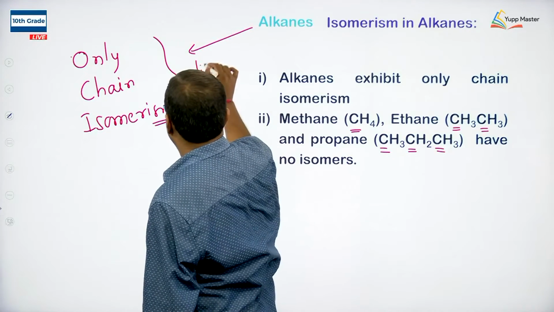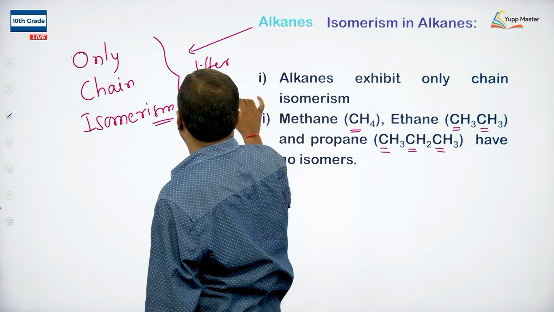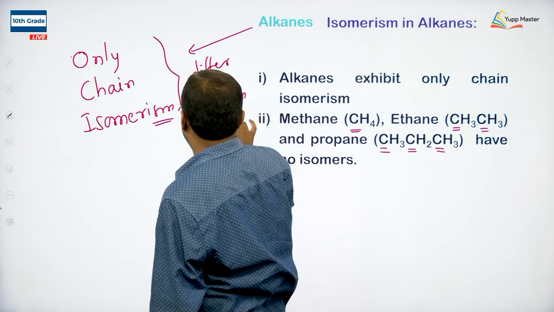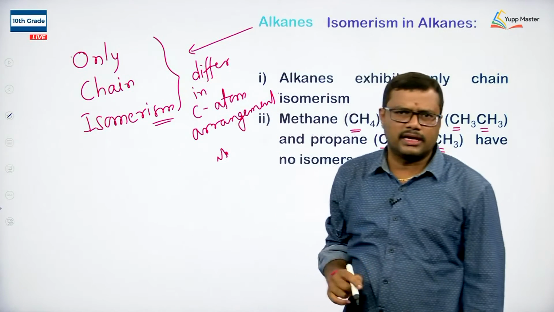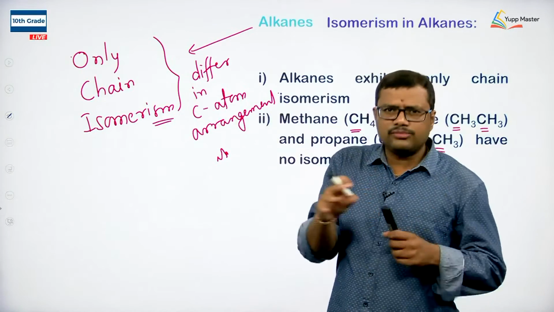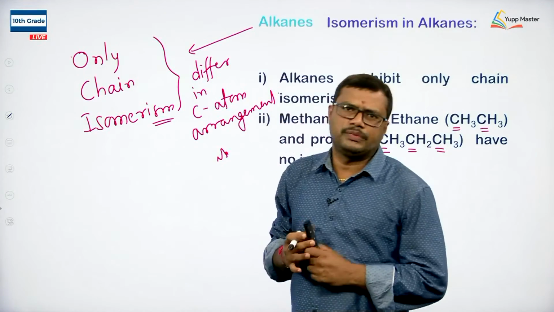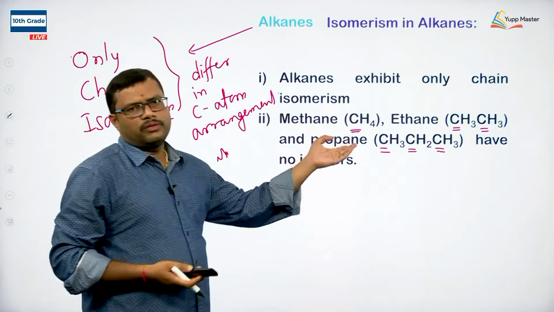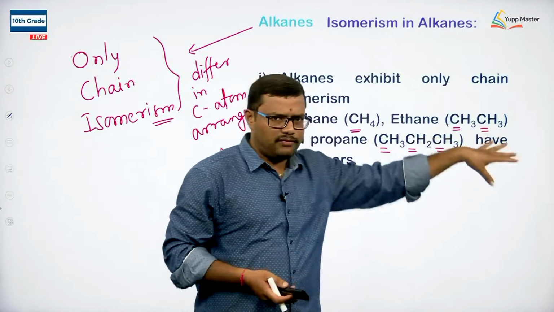They differ in carbon atom arrangement in the chain. The only difference that we can see in chain isomers is the carbon atom arrangement. The carbon atoms are arranged in different fashions and thereby we can expect chain isomerism. When we have only 1 carbon atom, we cannot arrange it, or when we have only 2 carbon atoms, we cannot arrange them in a different fashion.